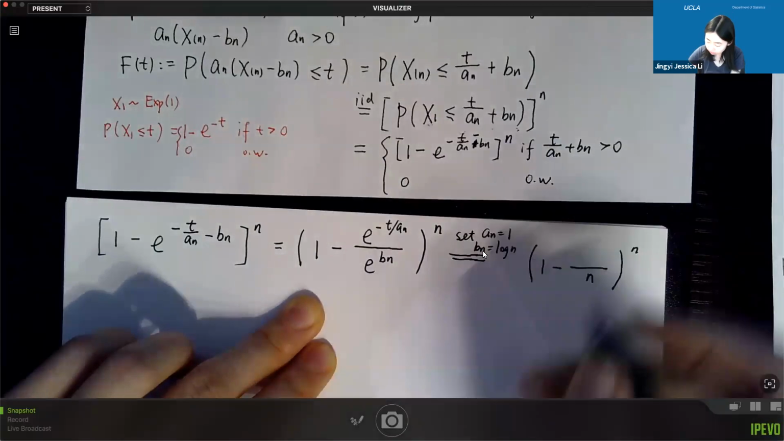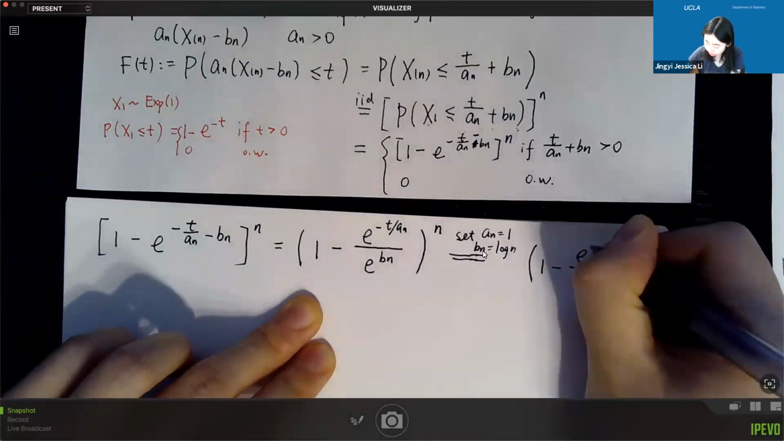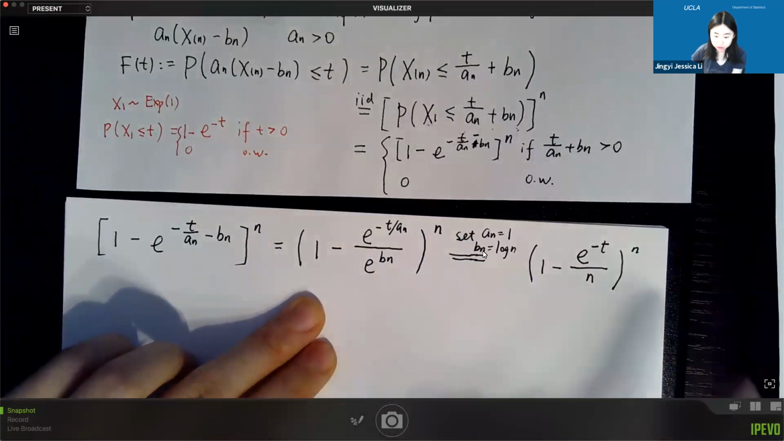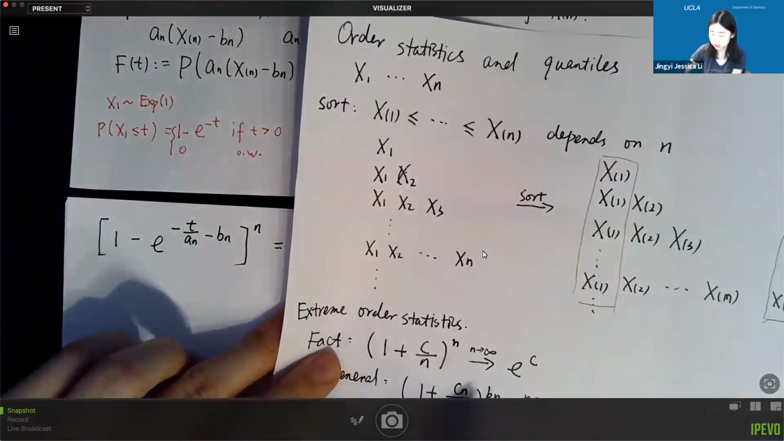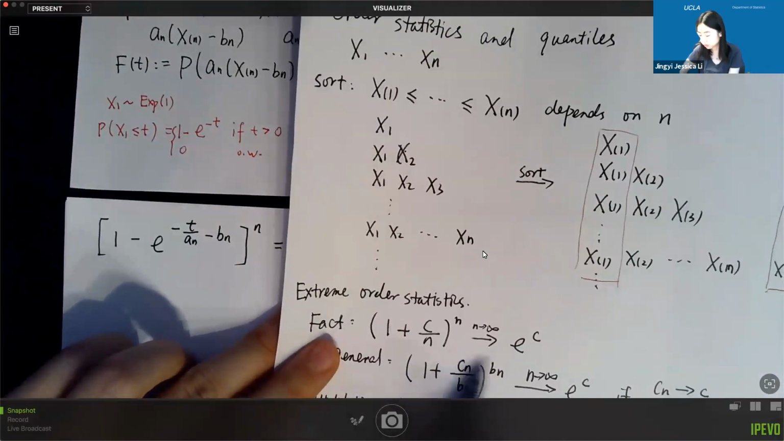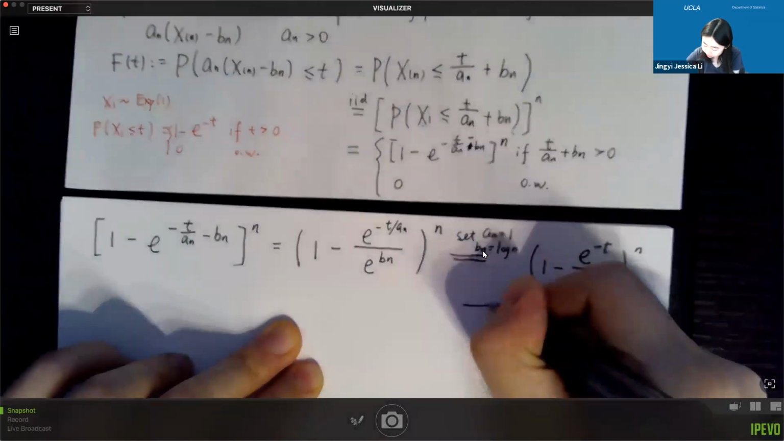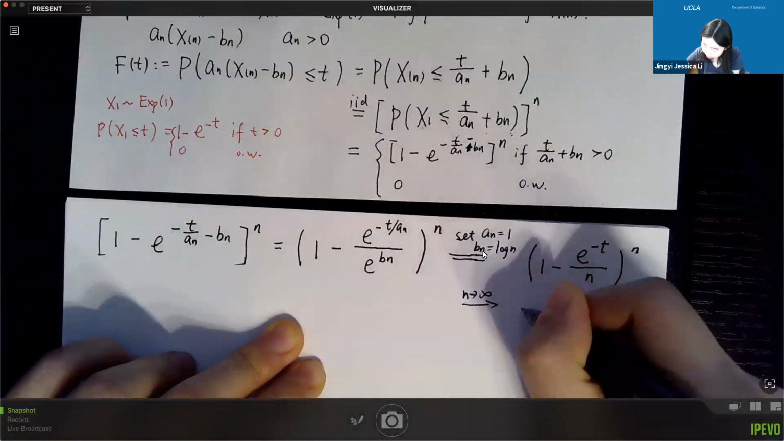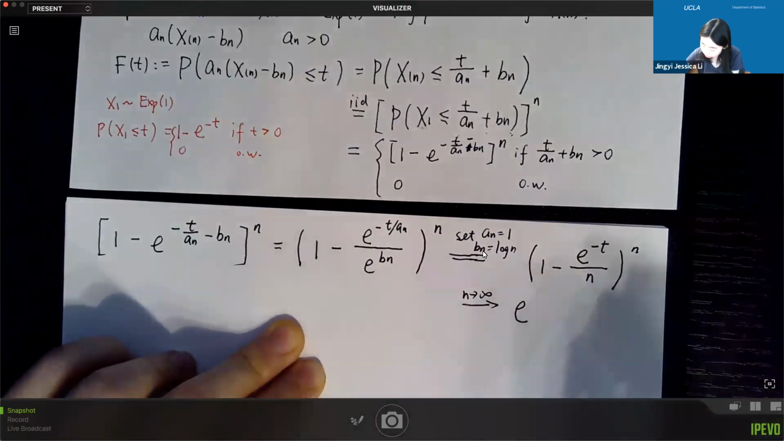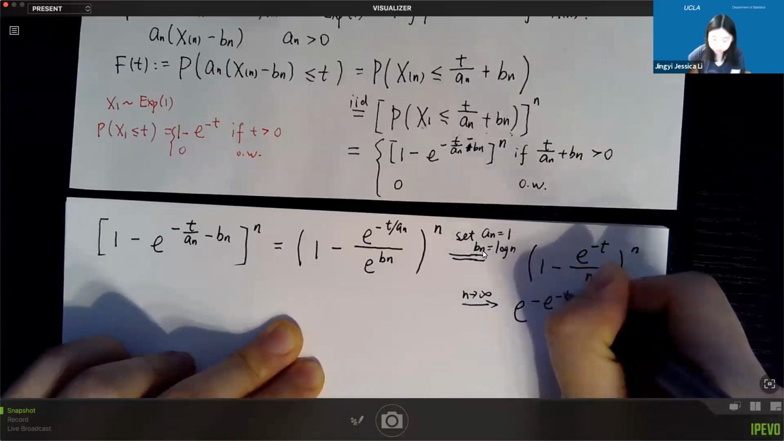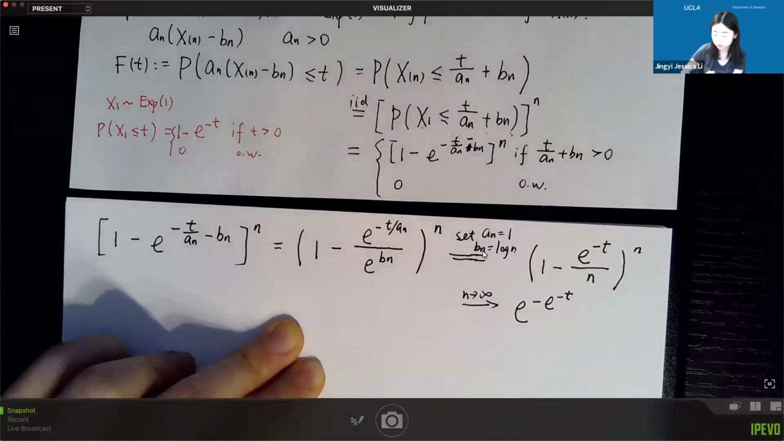Then the numerator becomes exponential to the negative t. And we have it. So you see, by doing that, based on this fact, we can actually say this is converging to exponential to the power negative exponential negative t. That's it. So we can get a limit like this.